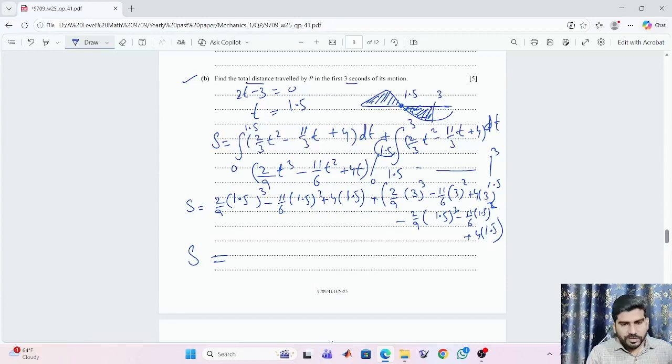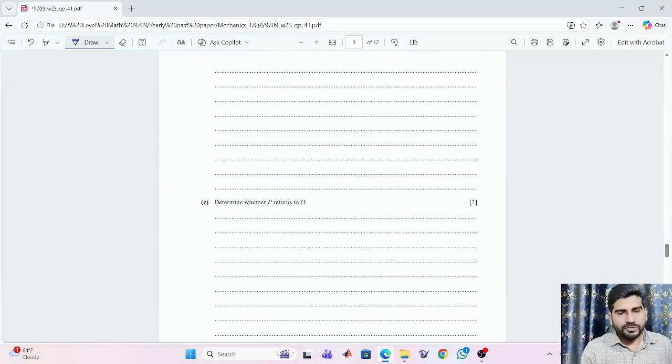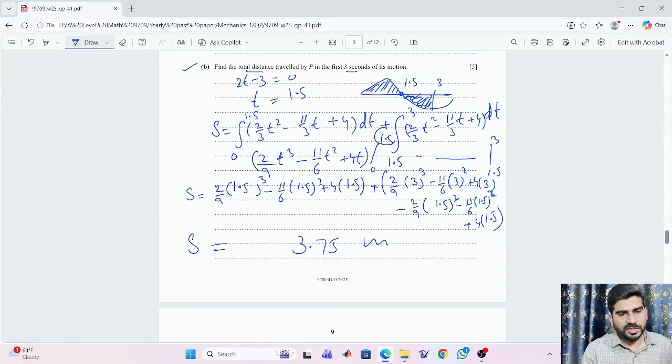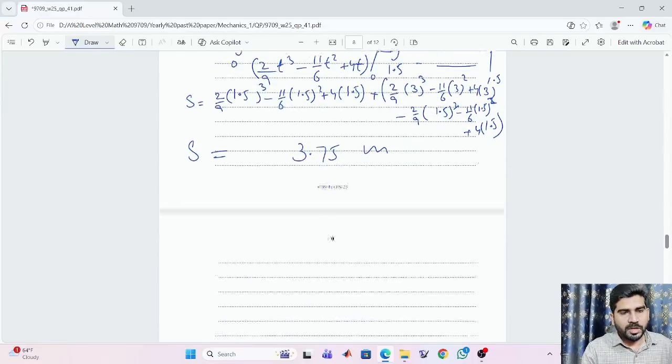So it is 3.75 meters. This will be the distance determined for P. Does it return to O or not? We can see what the equation of the distance was. The equation was 2 over 9 t cubed.